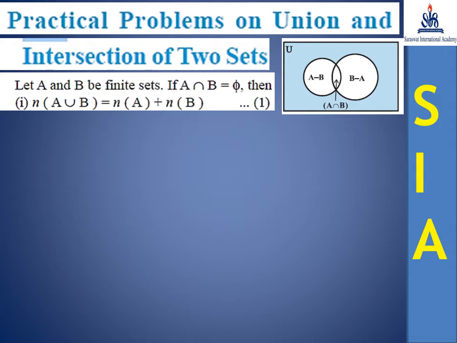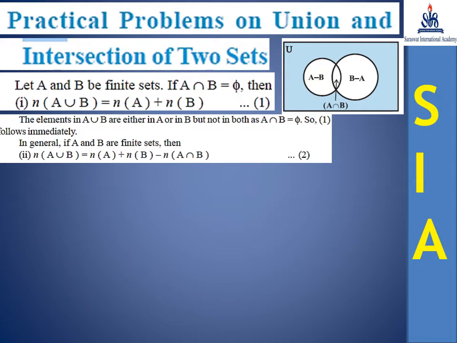A minus B and B minus A, and the area between them is A intersection B. Yes, if the area between, A intersection B, is a null set, surely set A and set B are separate. That's why you write n of A union B is equal to n of A plus n of B. Yes, next one.